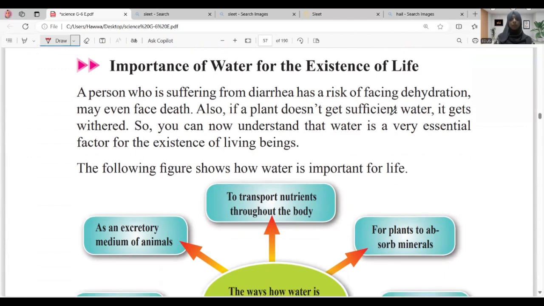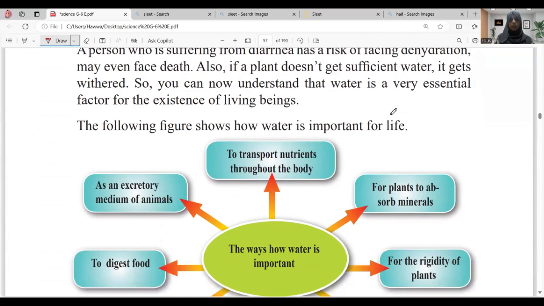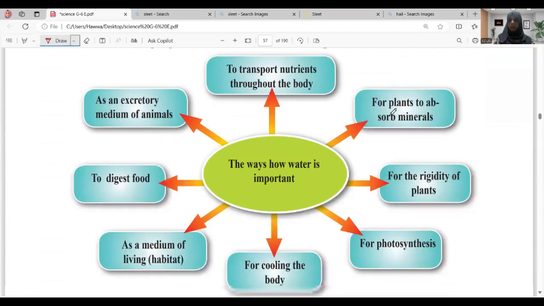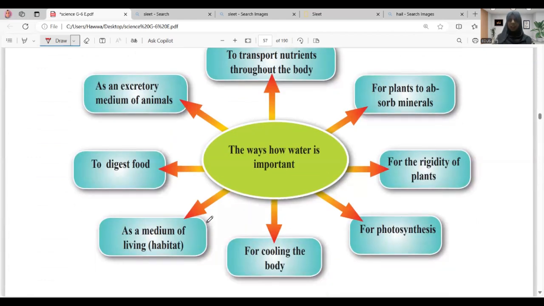So importance of water for existence of life. Here they have given certain importance for existence of life. These are the things you have to now tell about water, the useful importance or useful way of using water. When they ask you, you have to tell this, not drinking, bathing, or sleeping, washing clothes, not all those. Okay, so to transport nutrients throughout the body, for plants to absorb minerals. Because of water only, minerals are taken towards plants.